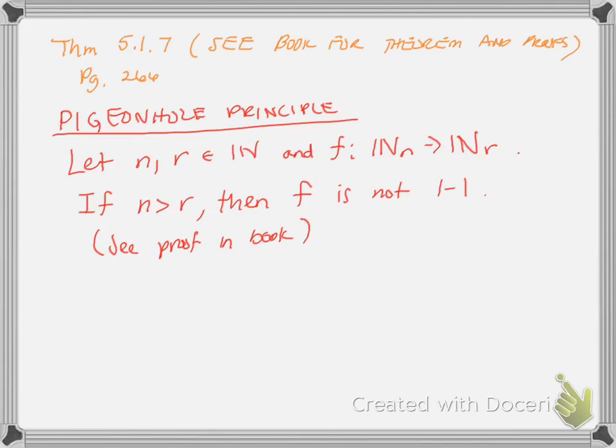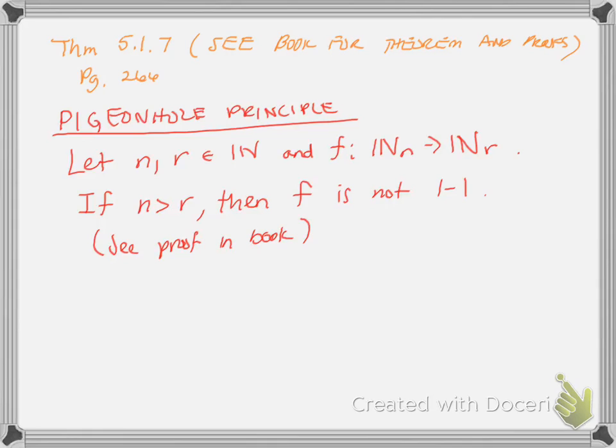But this is also called, it has different names. I think it's called the mailbox paradox. But basically, it's called the pigeonhole principle because the way you want to think about it is this. Let's say you have 5 pigeons and 4 pigeonholes.